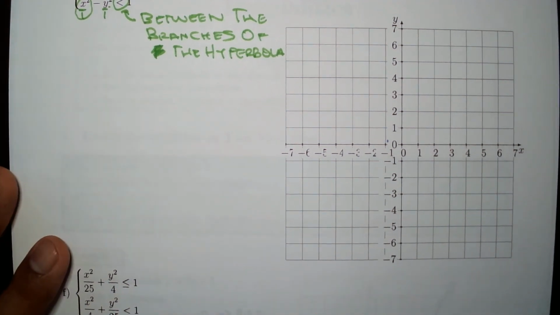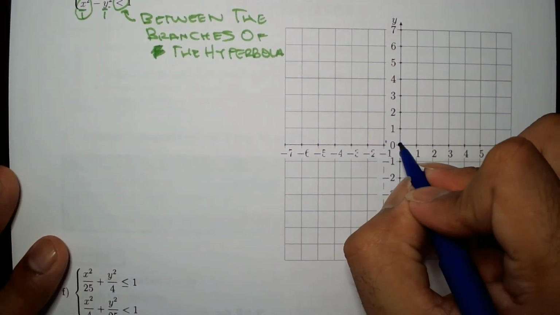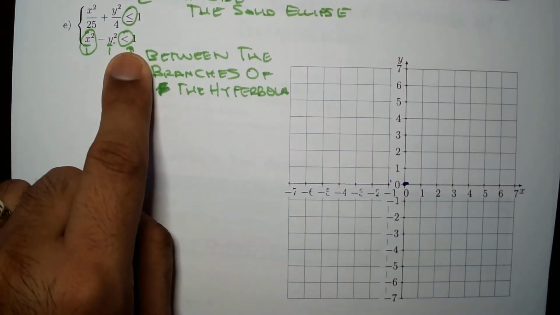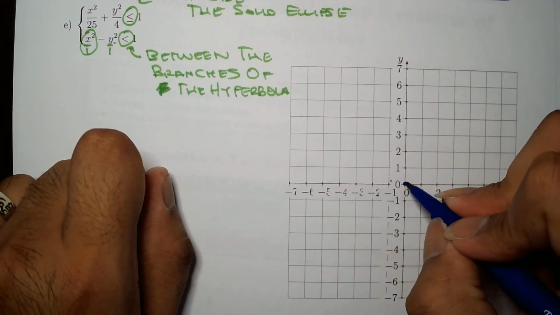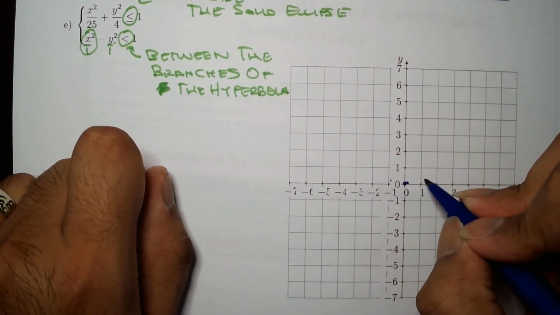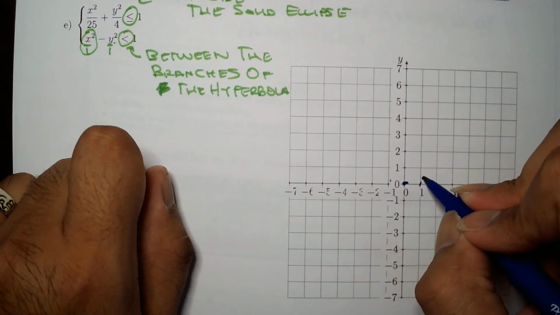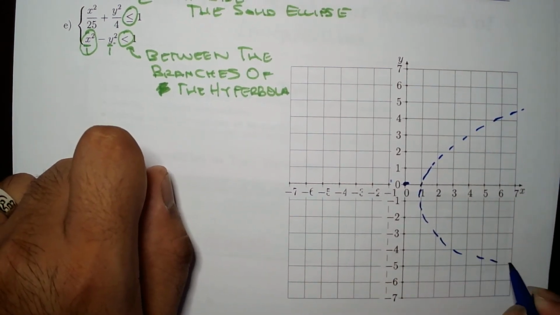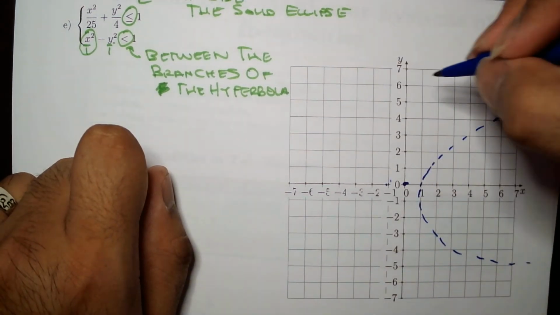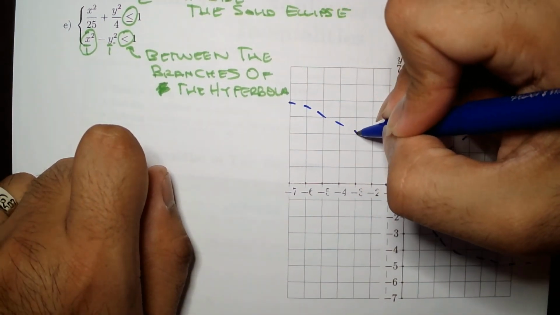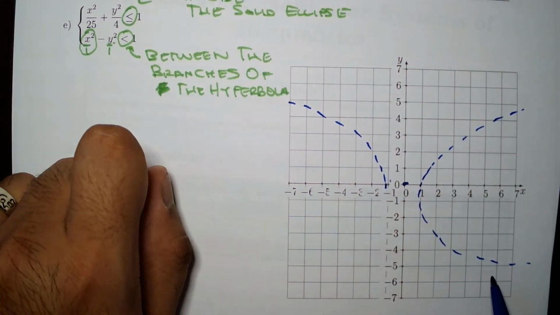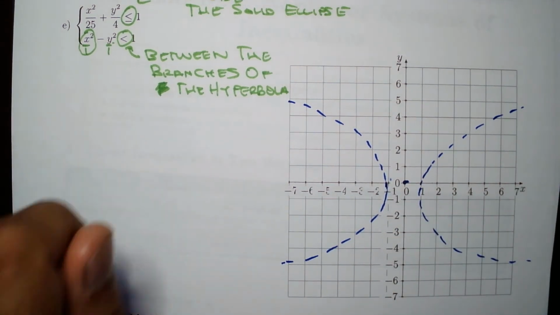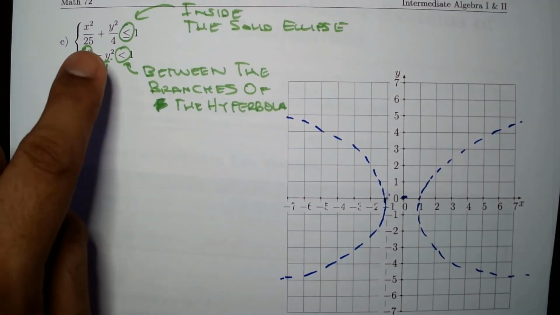So let's draw the hyperbola first, and it's going to be dashed, by the way. It's going to be dashed because it has only less than or equal. So it's going to look like this. One branch over here, the other branch over here. All right, so that's the hyperbola, and then the ellipse.